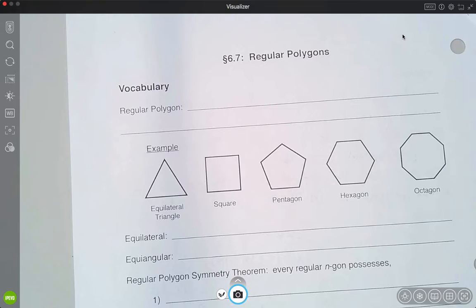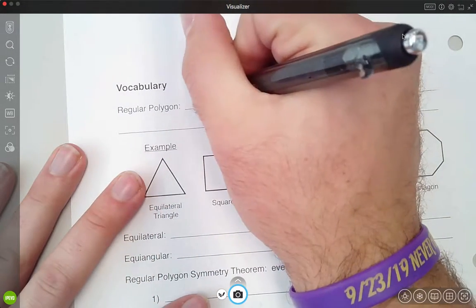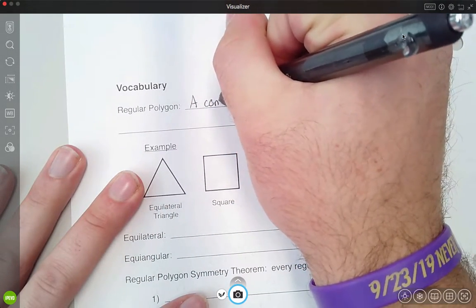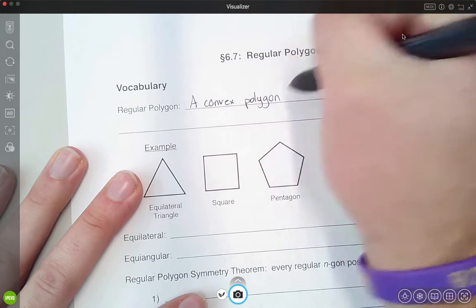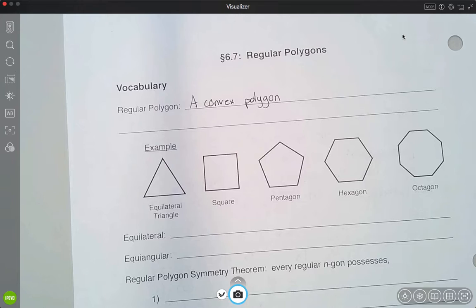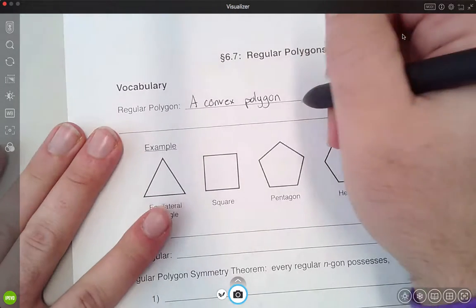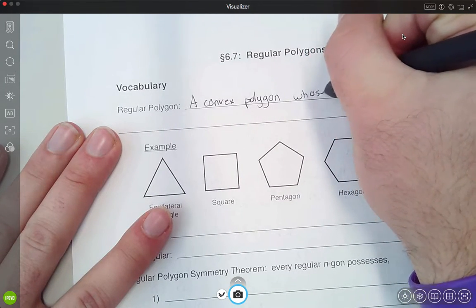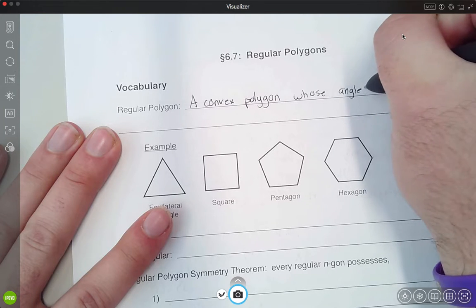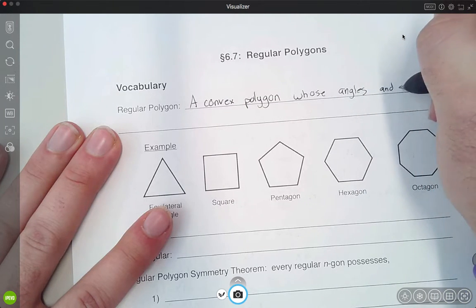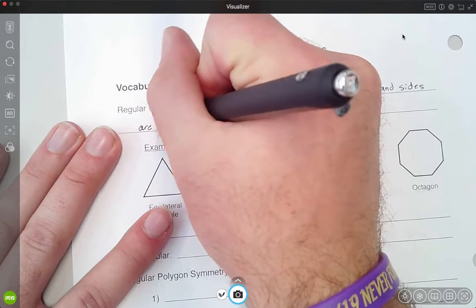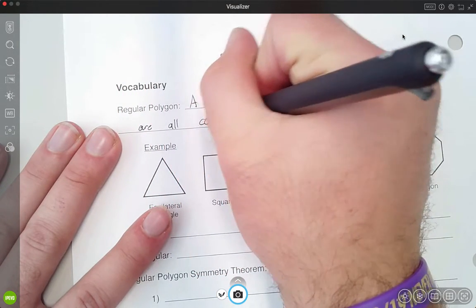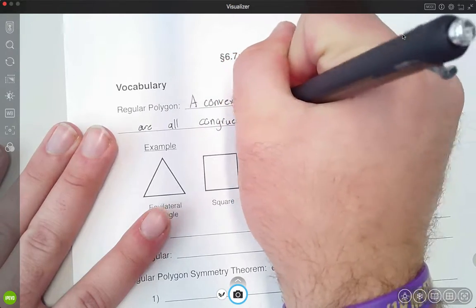So we're going to say a regular polygon is a convex polygon. Again, meaning that we can stay entirely inside the shape. So a convex polygon whose angles and sides are all congruent. So all of my angles and all of my sides are congruent.